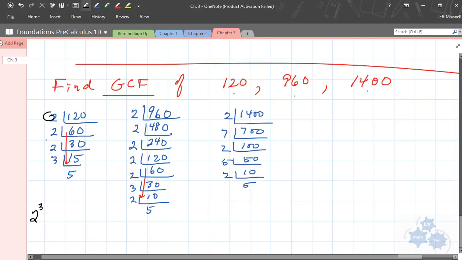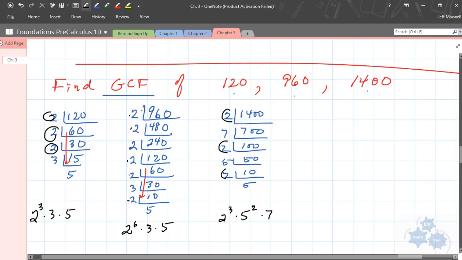Cubed, 1, 2, 3, times 3 times 5. Okay, and here I have 2 to the power of 1, 2, 3, 4, 5, 6. I have 2 to the power of 6 times 3 times 5. And over here, 1, 2, 3, so that's 2 to the power of 3 times 5 squared times 7. Okay, does that look right to you guys? You guys get that as well, or are you good with that?